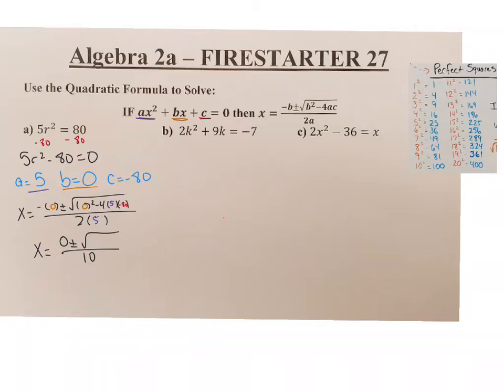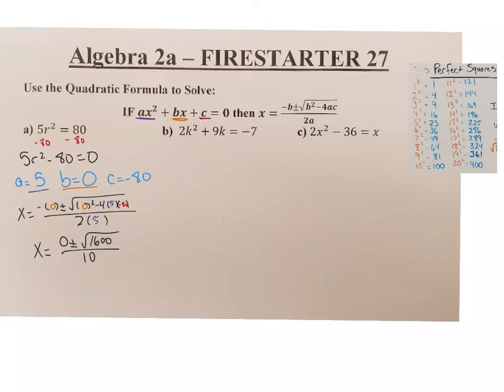So I'm going to do the left parentheses. You don't have to use your calculator. You could do 0 squared and then do it all without using a calculator. You could, but it's easier for you guys to use a calculator. 0 squared minus 4 times 5 times -80. I end up with 1,600.